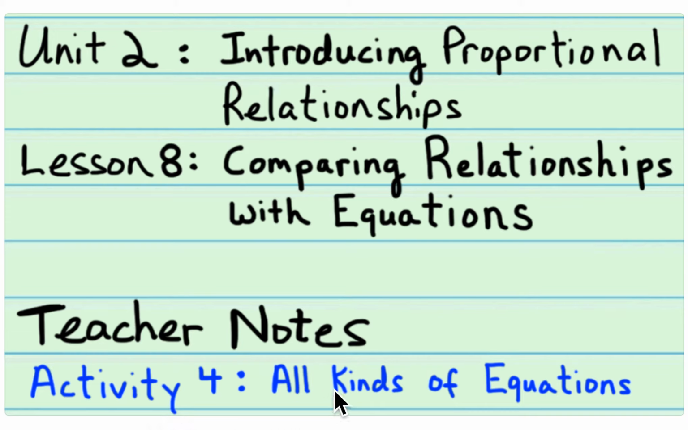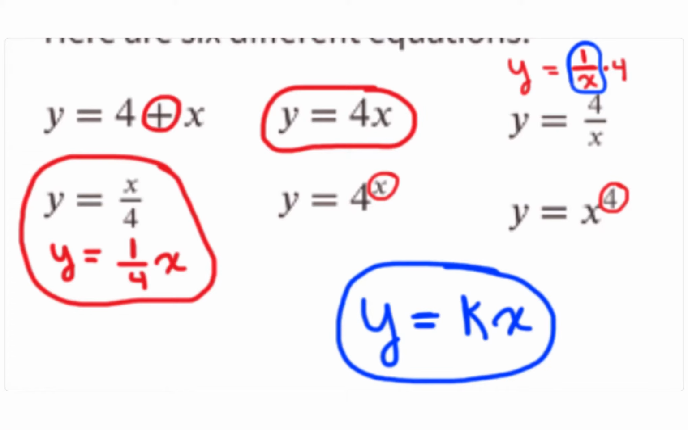In activity 4, all kinds of equations, you are given 6 different equations and asked which of these equations represent proportional relationships. So we're going to fill in tables for each of these equations and figure out the ratio of y to x, or y divided by x, for each of those tables. We're going to use that idea to figure out whether or not there are proportional relationships.